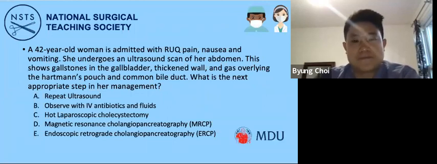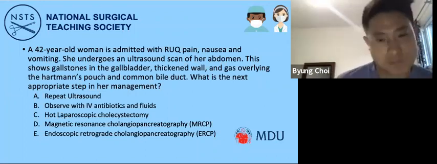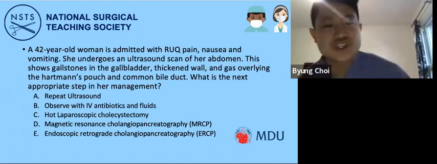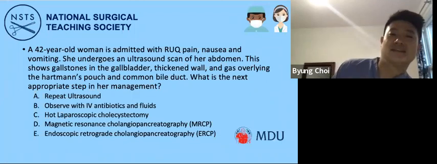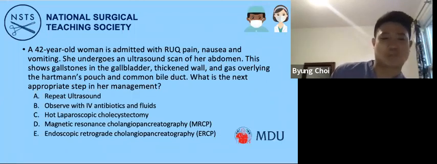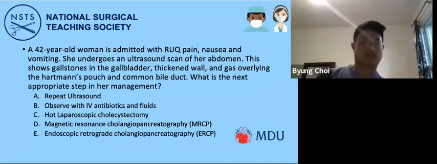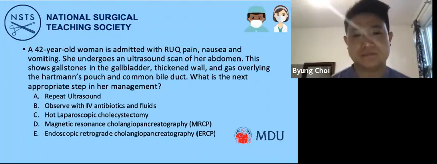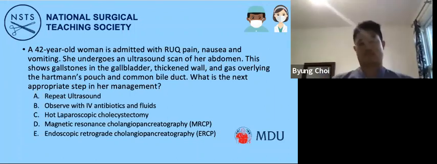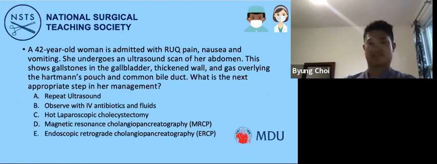Next question. A 42-year-old woman is admitted with right upper quadrant pain, nausea, and vomiting. She undergoes an ultrasound scan of her abdomen. This shows gallstones in the gallbladder, a thickened wall, and gas overlying the Hartmann's pouch and common bile duct. What is the next appropriate step in her management? So we're thinking about the next appropriate step here.